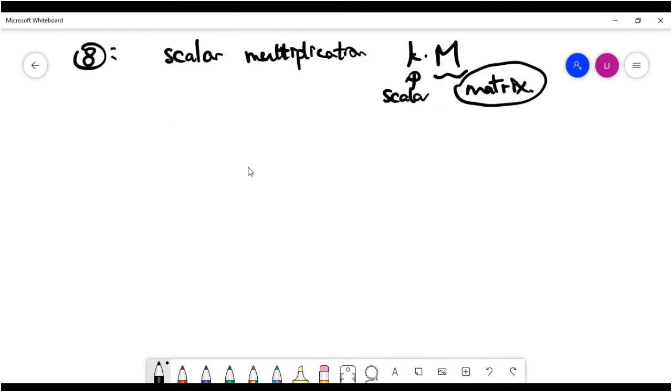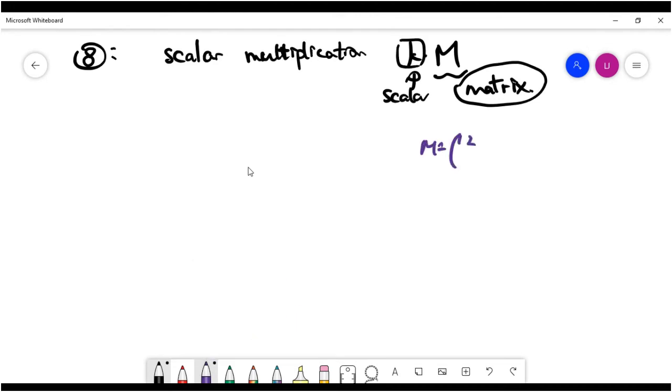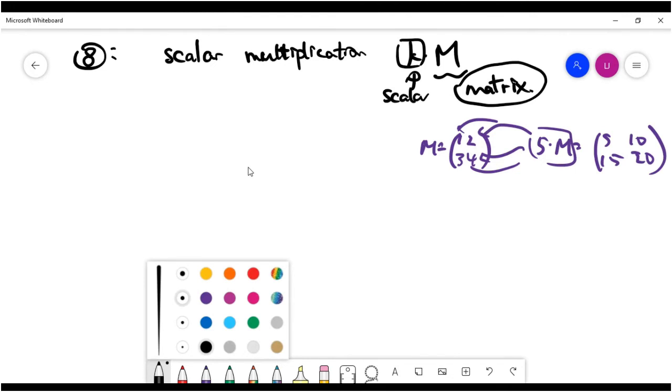So in property 8, we'd like to look at scalar multiplication. For example, if I ask you to multiply a scalar to a matrix, let's look at a simple case like this. If you multiply 5 to the whole matrix M, this 5 is distributed to all numbers, right? So this new matrix is going to be this one. And I claim that there's a good relation between them, but it depends on the size of M.